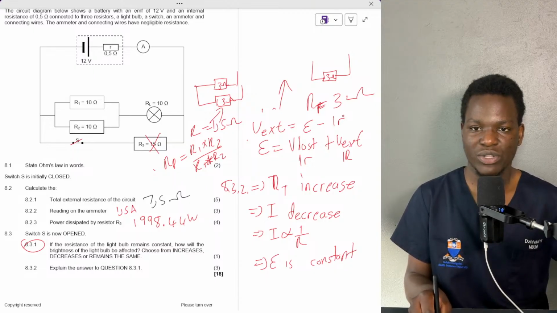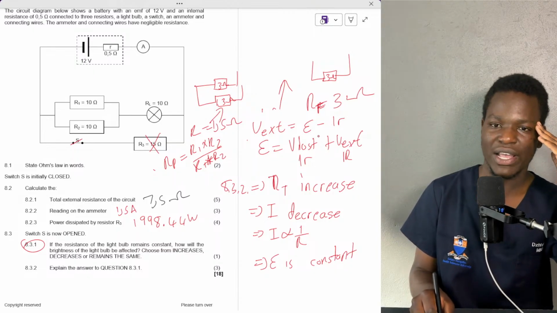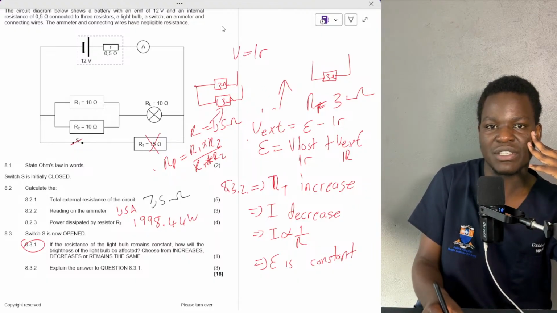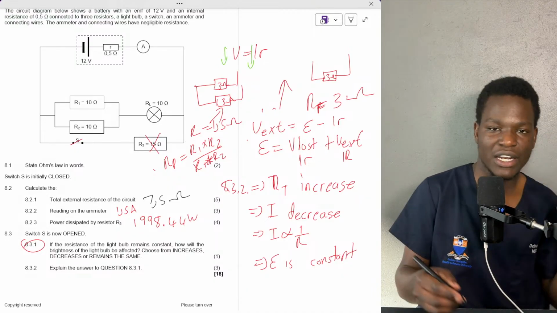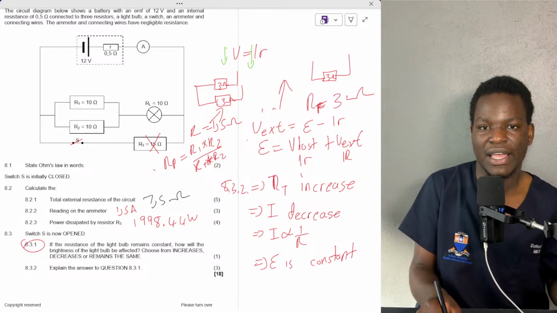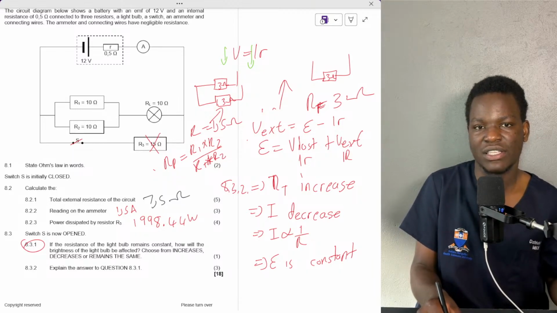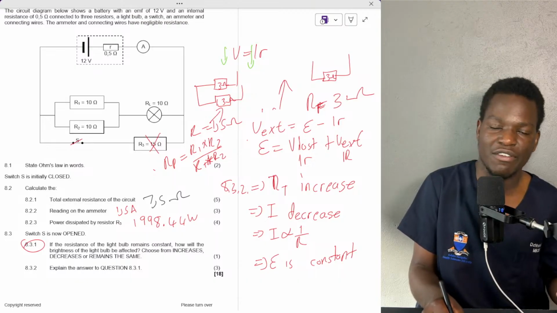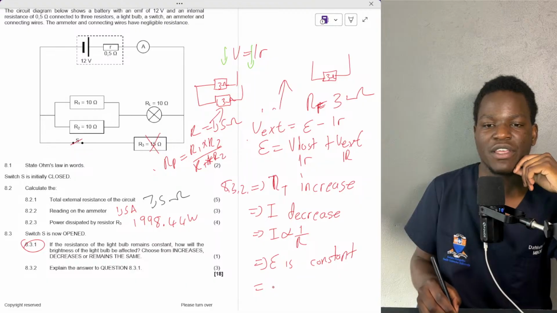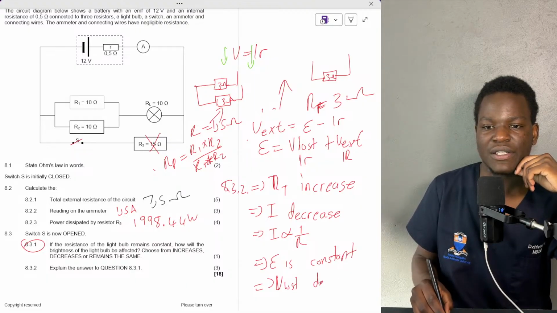Let's see what will happen to the V lost. V lost equals I R, and we had that the current decreased. It means that if the current decreases, the voltage will also decrease. We're talking about V lost because this R, this internal resistance, is constant. Therefore, V lost will decrease. And then you can also mention a reason.